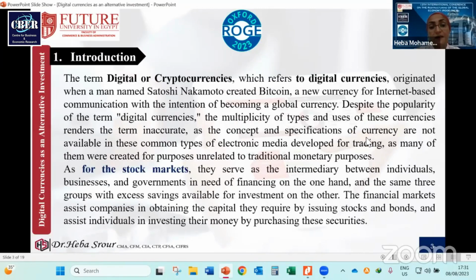For stock market, they serve as intermediary between individuals, business, and government in need of finance on the one hand, and the same three groups with the excess saving available for investment on the other. The financial market assists companies in obtaining the capital they require by issuing stocks and bonds, and assists individuals in investing their money by purchasing these securities.